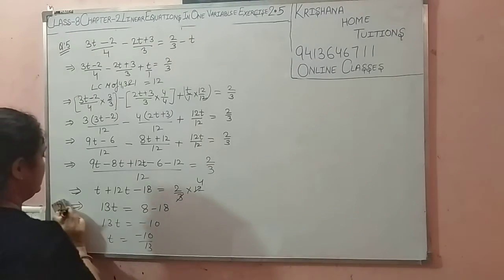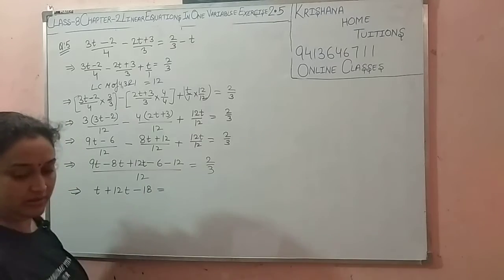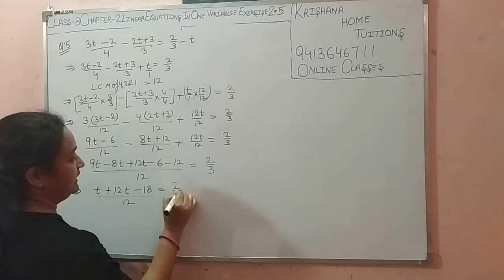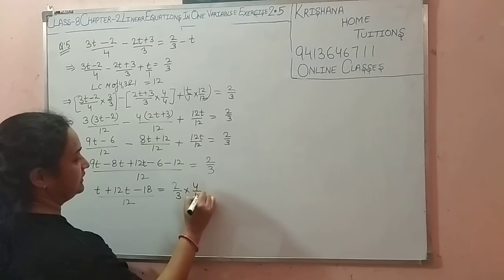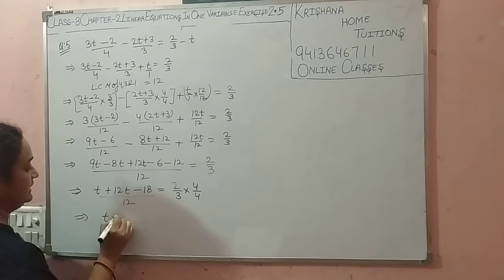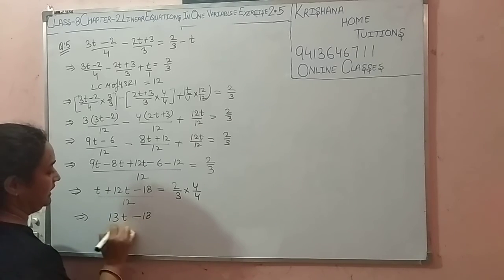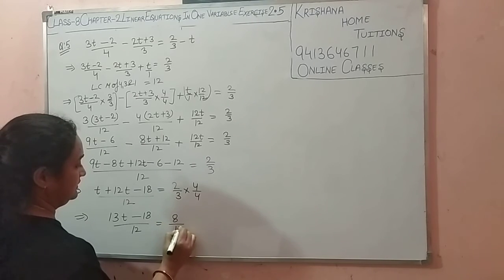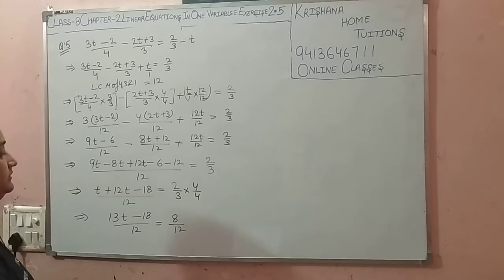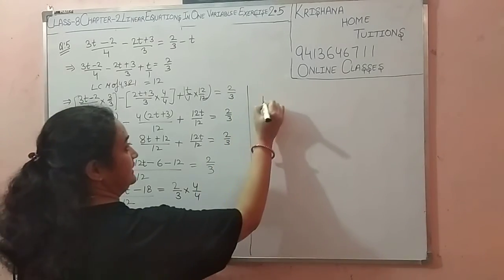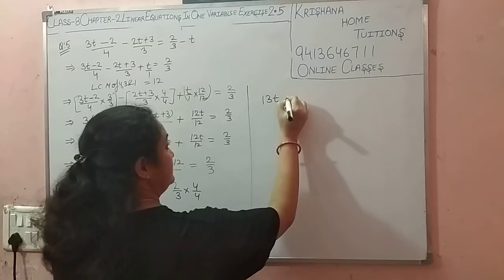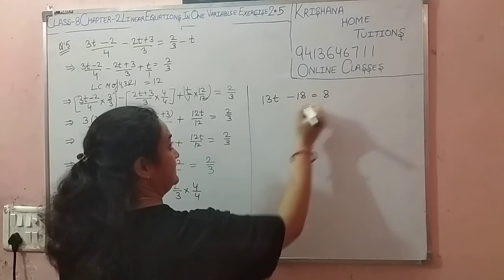Here a little bit of correction, children. Here it is equals to upon 12, and this denominator we have to also convert into the denominator 12. So it is equals to t plus 12t, that is 13t we can write, minus 18 upon 12 is equals to 8 upon 12. Okay children. So in 13t, this 12 is cancelled with 12 because of the same denominator. 13t minus 18 is equals to 8.